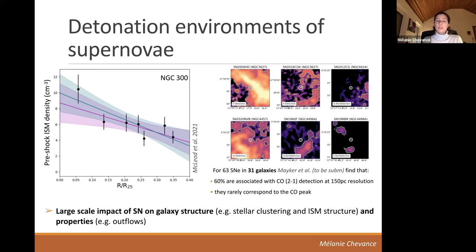And this is very important for the evolution of galaxies at large, because the fact that the clouds have been dispersed prior to supernova explosion allows a large impact of the supernovae on the galactic structure. That allows the energy of supernovae to be released on much larger scales. And that also has consequences on the stellar clustering and the ISM structure of the galaxy, and I'll come back to that a little bit later. And this star clustering also has a huge impact on properties such as outflows that galaxies can launch.